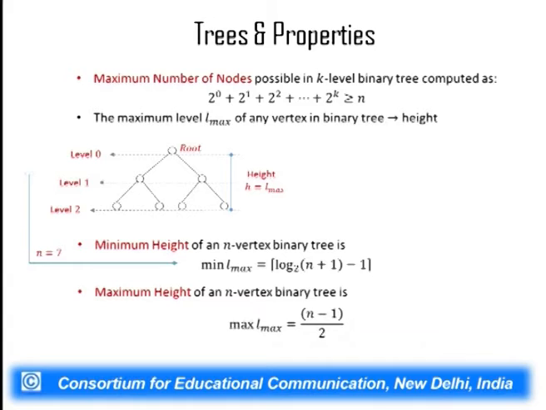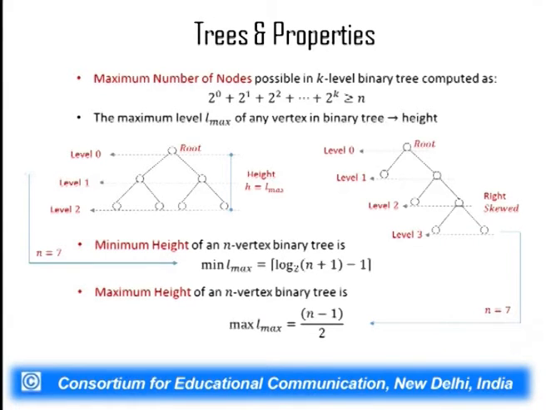What is the maximum criteria? This is the maximum criteria in the second figure. Here we have a skewed tree, that is skewed towards a particular direction. Okay. So here same number of nodes, we can see n is equal to 7. Now you put it in the maximum height equation, it will give you (7 minus 1) that is 6, by 2, 3. Yes, we are getting 3 levels, 0, 1, 2, 3.